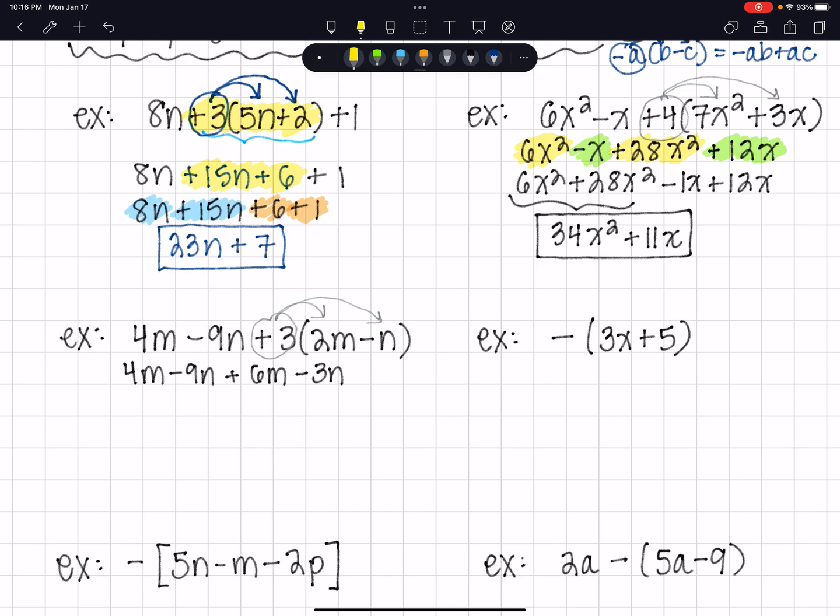My like terms are 4m plus 6m and negative 9n and negative 3n. When I add 4m plus 6m, I get 10m, and when I add negative 9n and negative 3n, I get negative 12n. Now, m's and n's are not like terms, so I keep those separate and I box my answer.